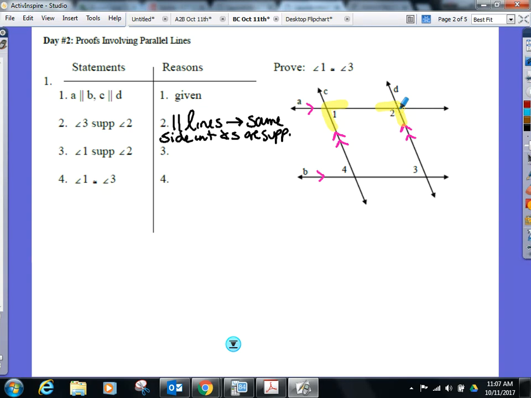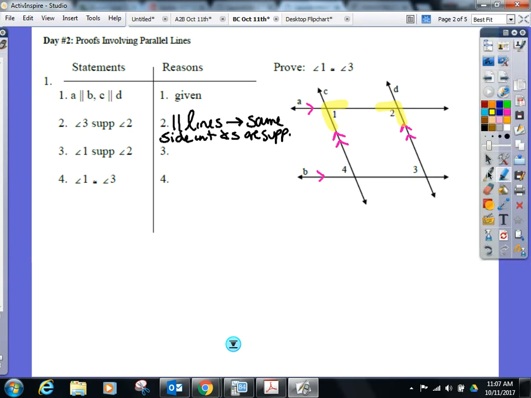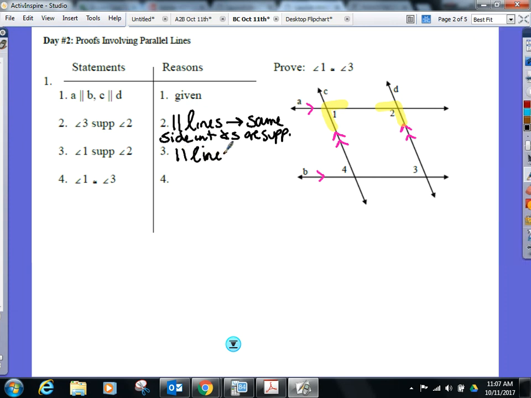Same side interior angles. So parallel lines imply same side interior angles are supplementary. Got it.